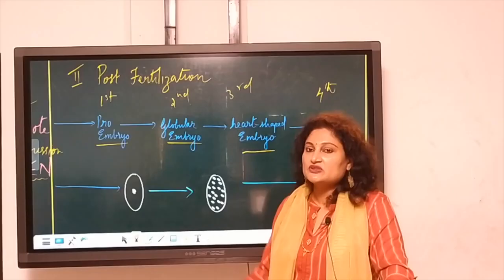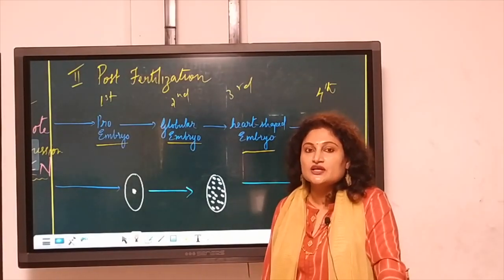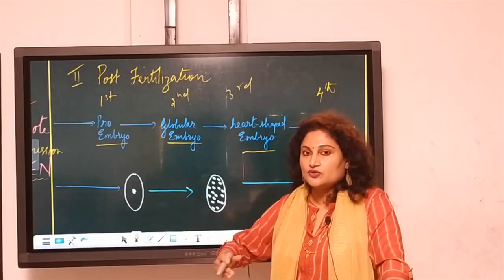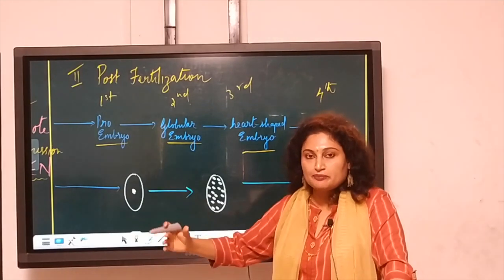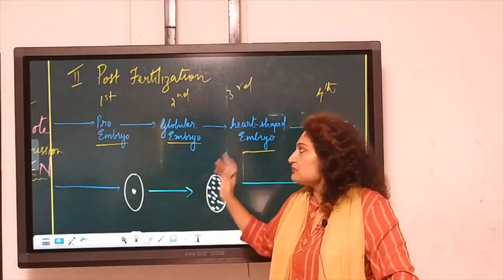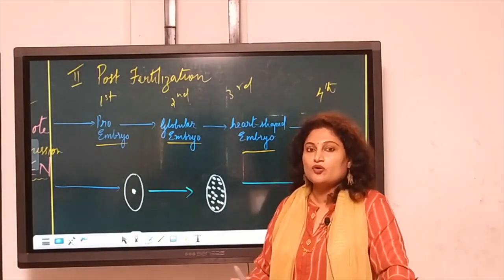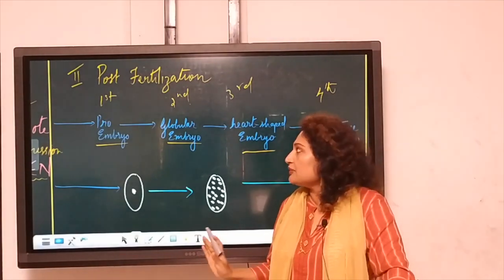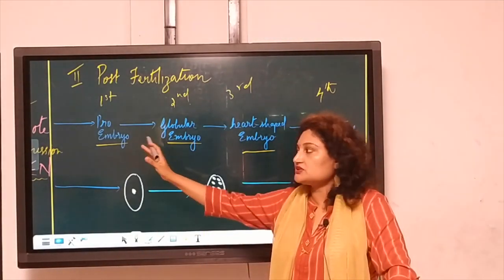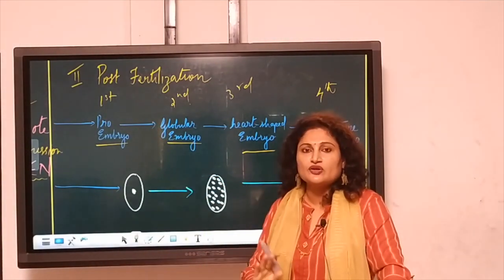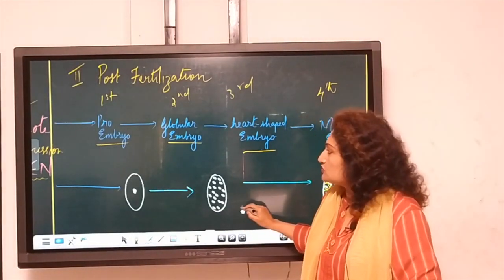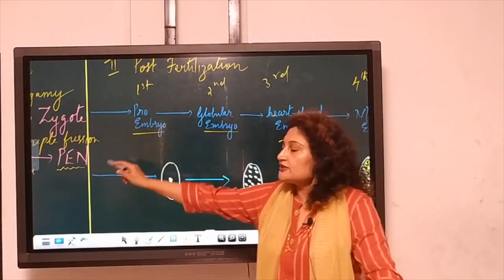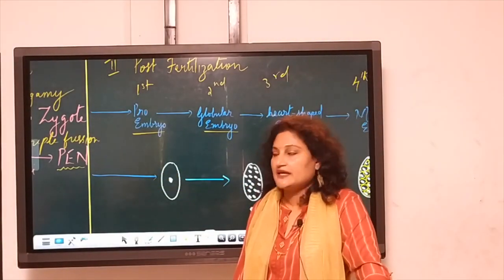So here you must remember the four stages the zygote will undergo. First is the proembryo stage, then it becomes a globular embryo, then the heart-shaped embryo, and finally the proper embryo, that is, the mature embryo. These are the four stages the zygote undergoes purely by mitotic division. Meanwhile, what happens to the primary endosperm nucleus, or PEN?